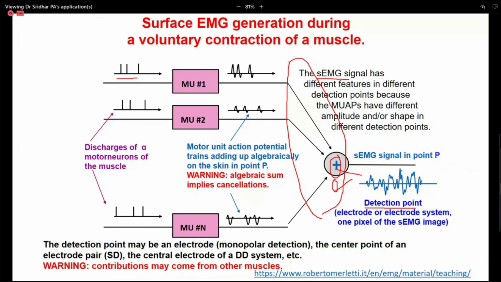That detection electrode can be different. Either it is monopolar, or it can be a central electrode, or double differential, or single differential. I'll show you. So the SEMG surface signal will have different features at different detection points, because this is what we call the motor unit action potential. This action potential has a different amplitude, because if it is coming from far from this point, in order to reach this detection point, its shape and amplitude will change with respect to different detection points.